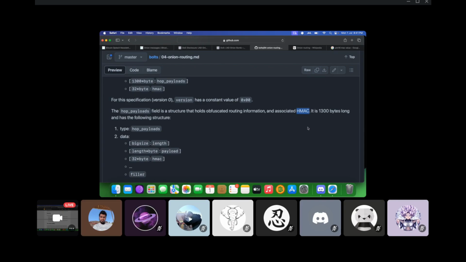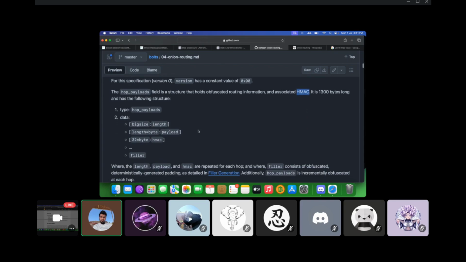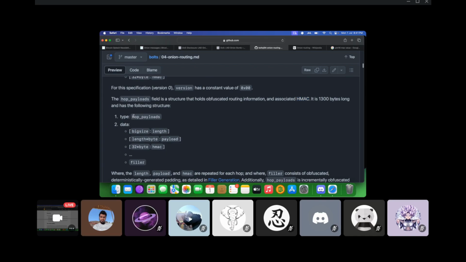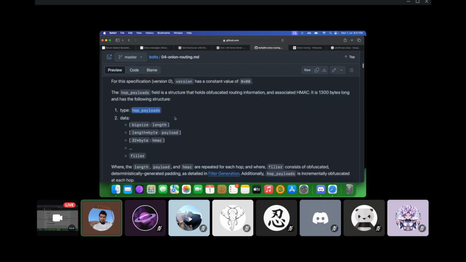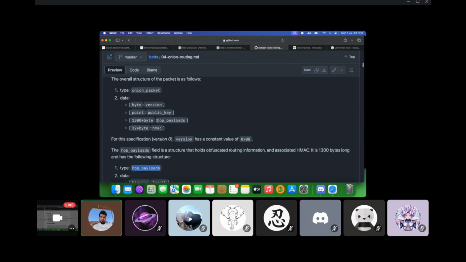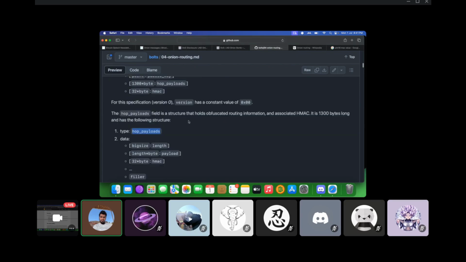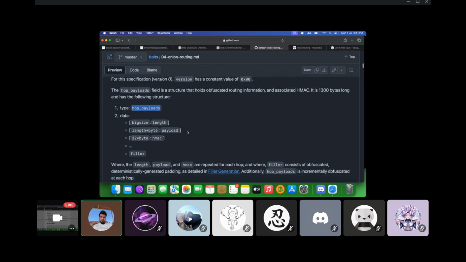Now let's dig a little deeper into how the hop payload looks. This is the onion packet, and one of its components is the hop payload. What are the components of the hop payload? This length. This is what the entire article is about, right? You first stipulate what is the length of the payload.